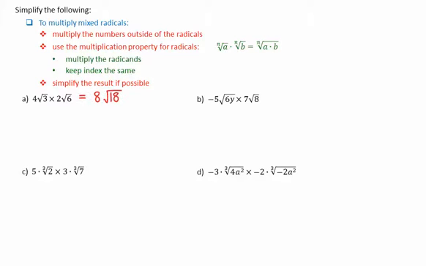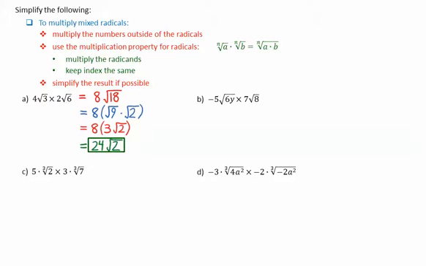For the first question, 4 root 3 times 2 root 6, simply multiply 4 times 2 to get 8, and root 3 times root 6 to get root 18. In this case, we can simplify the root 18. We make that root 9 times root 2, which gives 3 root 2. We can then multiply the 3 times 8, giving 24 root 2 as our final simplified answer.